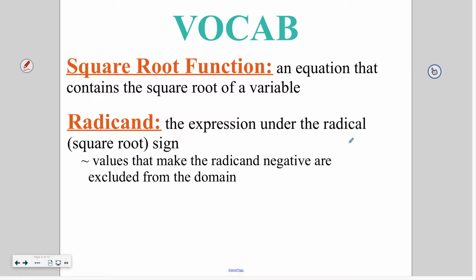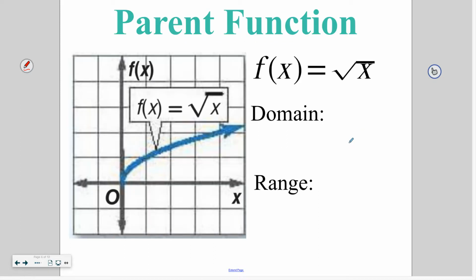So last chapter when we were dealing with quadratic functions, our domain was always all real numbers. For these square root functions, the domain is going to be different. It's not always going to be all real numbers.